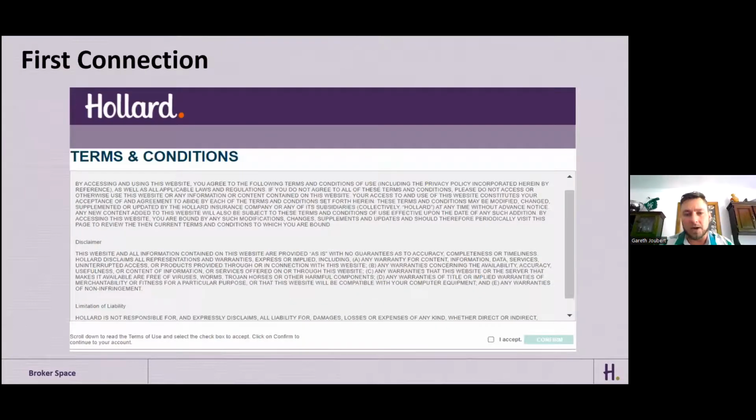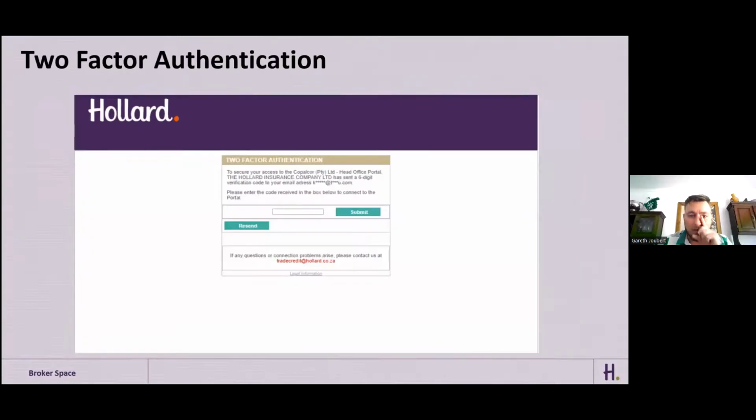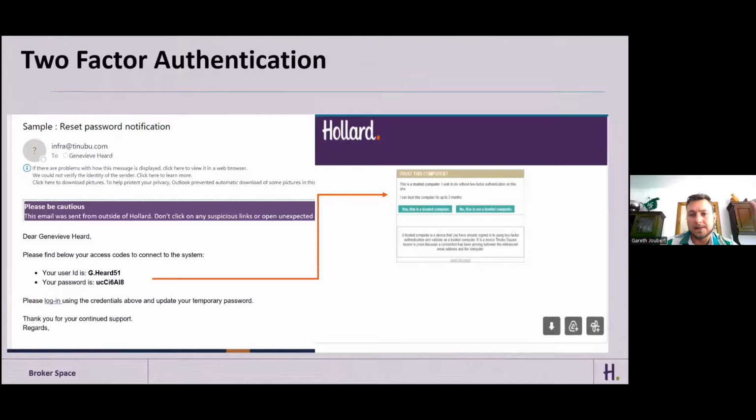The first time you log in, you'd get the terms and conditions. We'd want you to read that, but you'd accept that, and then you'd get a two-factor authentication. I'm assuming it's on the first time, so you make sure that you're now logged into the portal, and then you'd have to trust the computer so that this portal can keep coming up on your computer.